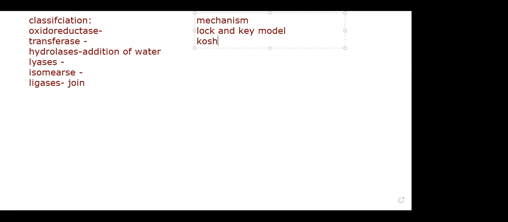Next is Koshland's induced fit theory. According to this, whatever the structure of the active site, after the substrate binds to the active site, it undergoes conformational change, takes the shape of the substrate and helps in conversion of substrate into the product. That's called Koshland induced fit theory. These two are the different types of mechanisms.